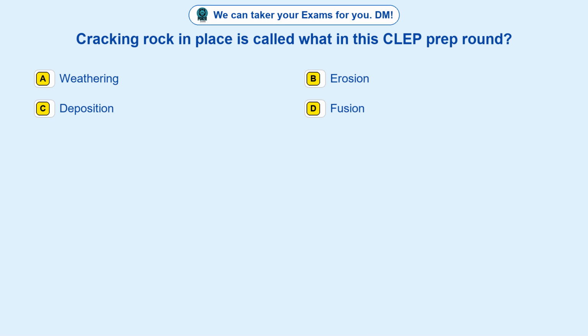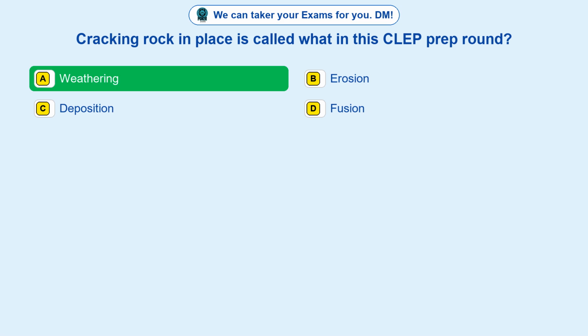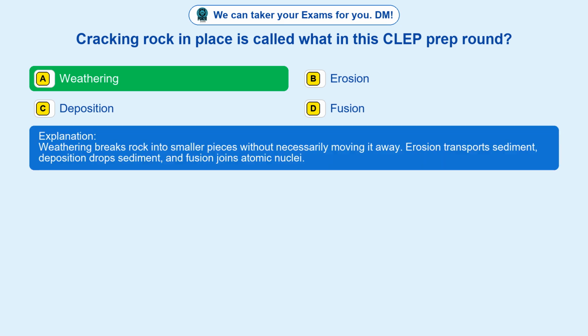Question 81. Cracking rock in place is called what in the CLEP prep round? Option A, weathering. Option B, erosion. Option C, deposition. Option D, fusion. The correct answer is option A, weathering. Weathering breaks rock into smaller pieces without necessarily moving it away. Erosion transports sediment, deposition drops sediment, and fusion joins atomic nuclei.